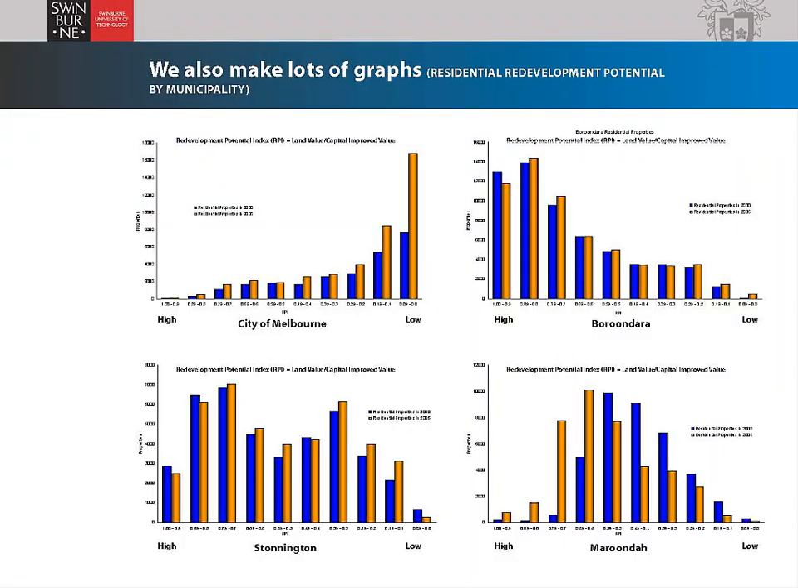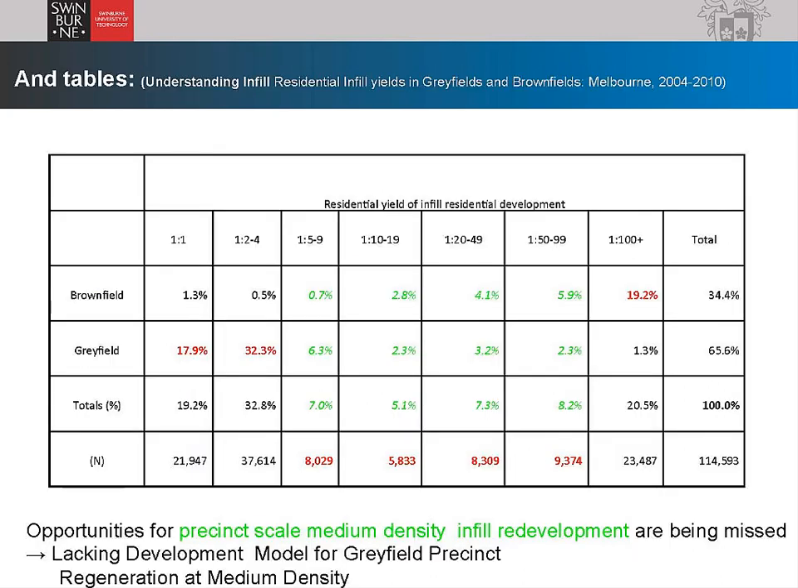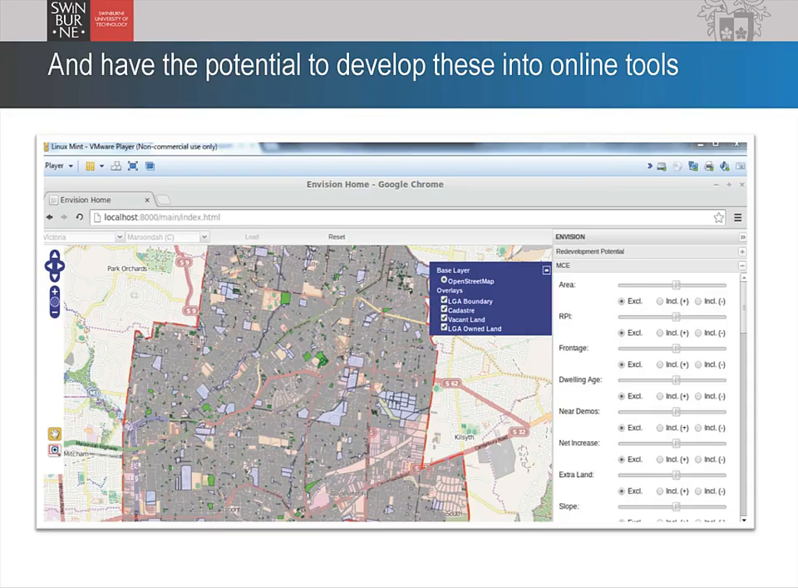We also make a lot of graphs. This is just to show you that social studies can do stuff with maths. And we make a lot of tables, and they're great. We also have the potential to develop all of our algorithms and ideas into online tools. We can start to publish this stuff, we just don't have the capacity to do it at the moment. And I am sick of being asked to develop websites for people. That's one of the things we need.